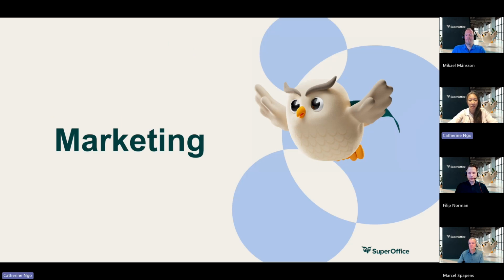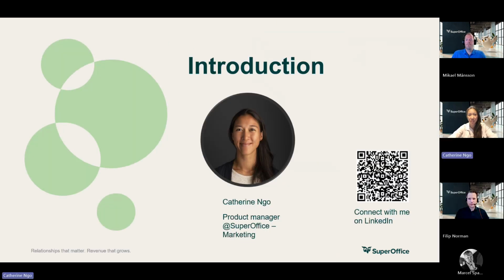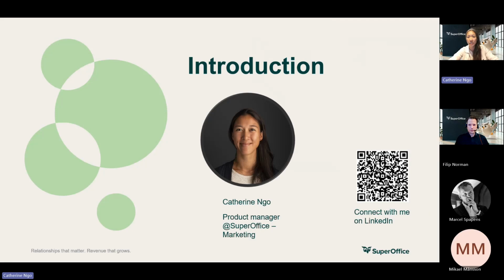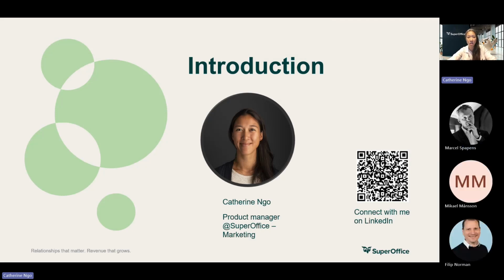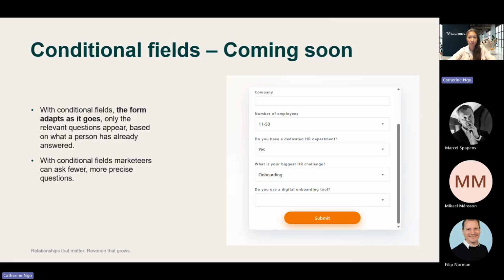So let's start off with marketing. So we are working on improving and lifting our web forms. And one cool feature that is coming up is what we call conditional fields. So with conditional fields, the form adapts as it goes, and you can show the relevant questions based on what a person has already answered.